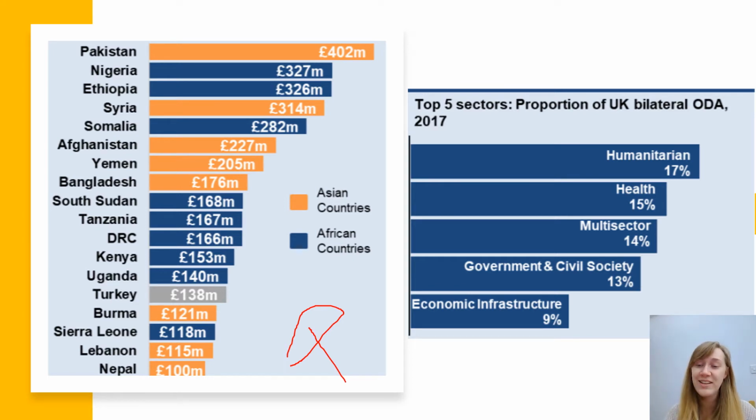What you will not find is countries labelled, so you may have to find yourself an atlas or a labelled world map to be able to plot where Pakistan, Nigeria, Ethiopia are. And once you've coloured in your map and maybe labelled the country names on, you're going to write down how much aid they're given from the UK government. So Pakistan, for example, is £402 million of aid in 2017.